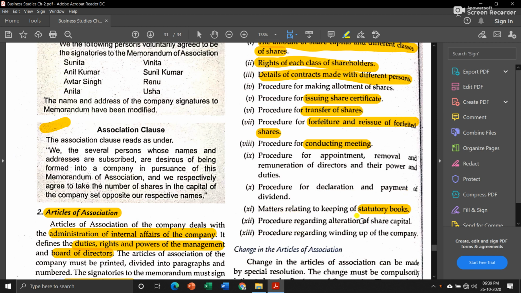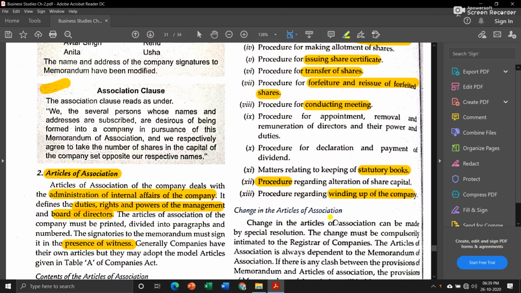All those things will be mentioned. Then the procedure regarding alteration of share capital: with the share capital with which a company initially started, if they want to increase or decrease that share capital, they have to mention the procedure, meaning if they want to change the amount of share capital. Then the procedure regarding winding up of the company: if they want to wind up or shut down the company, the procedure regarding that is also mentioned in the articles of association.